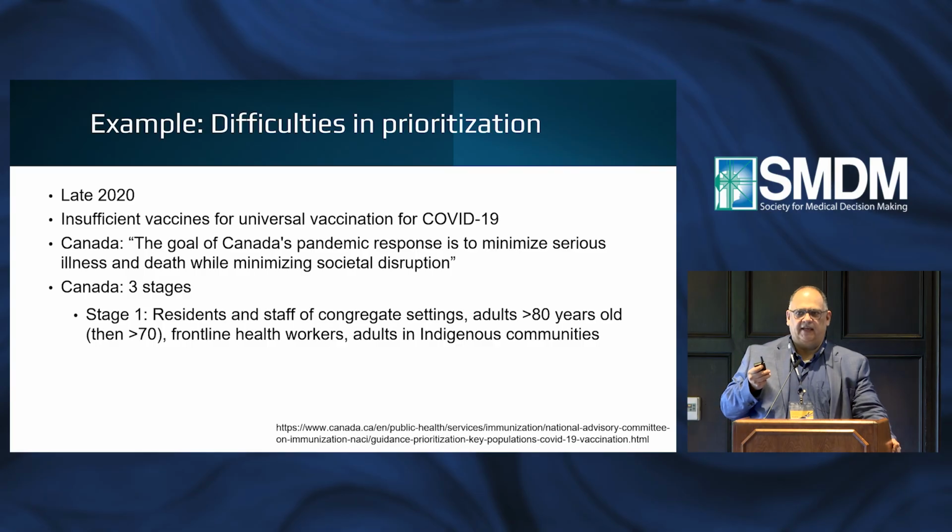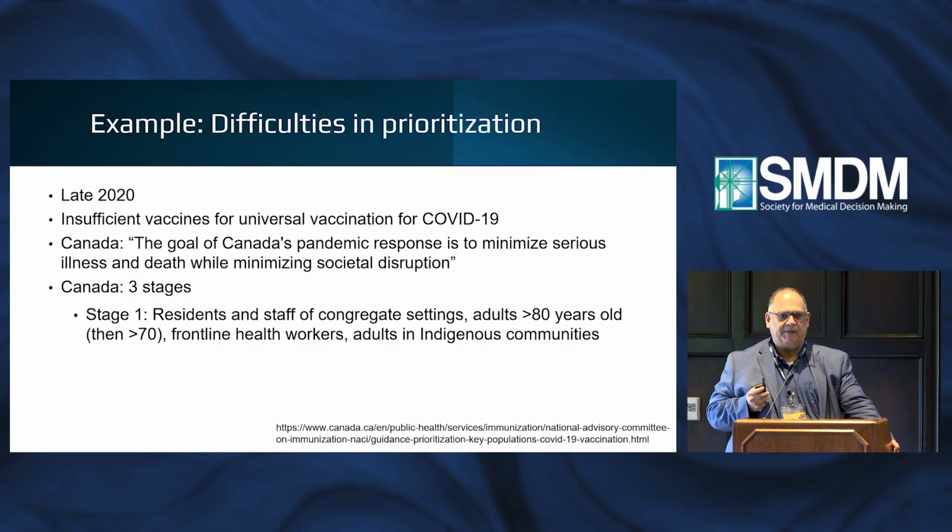Second example I want to give relates to difficulties in prioritization. And I want you to imagine this is back in late 2020.